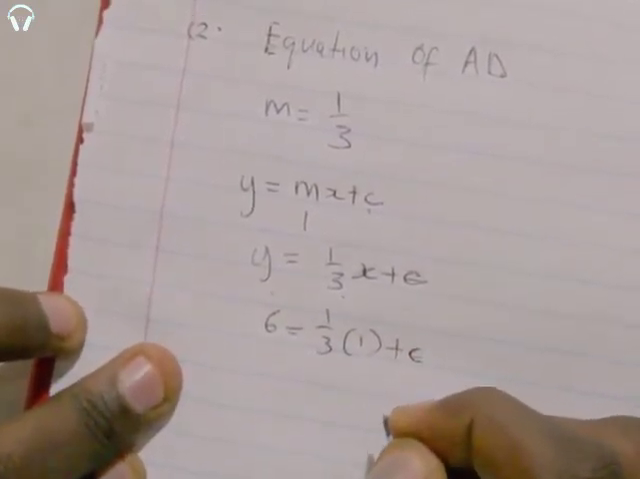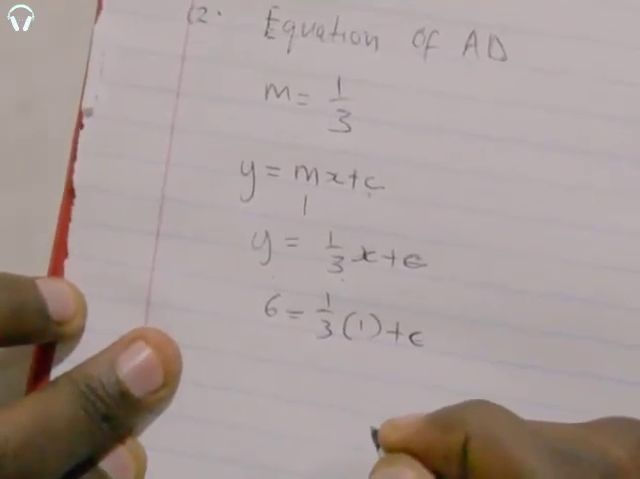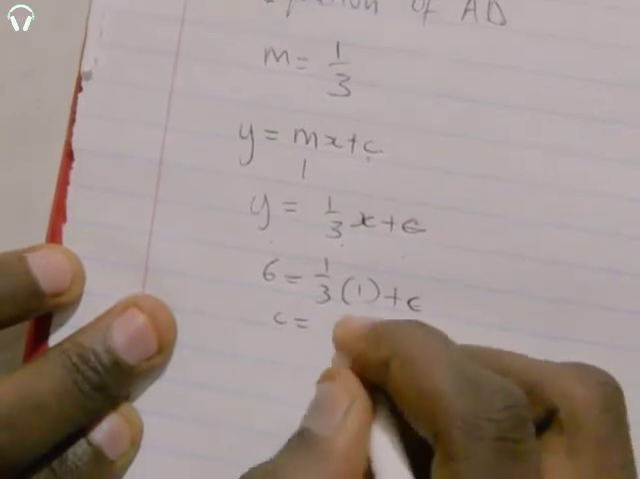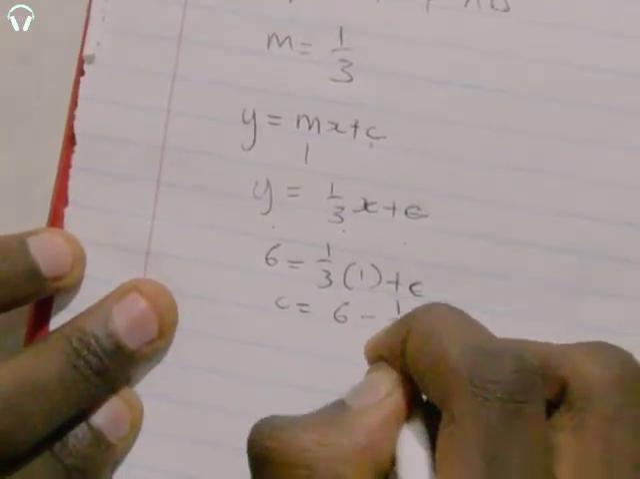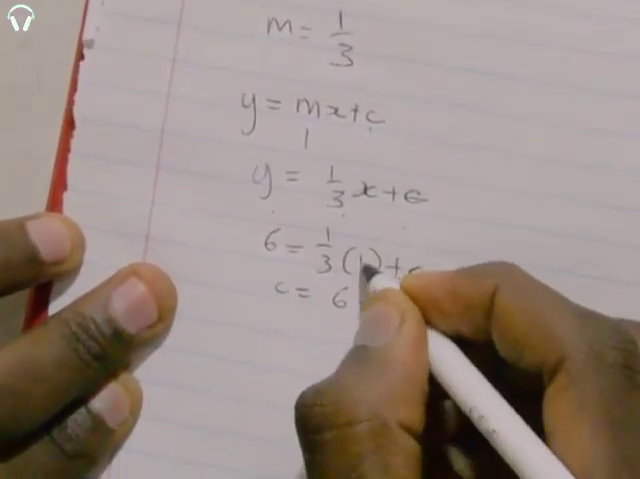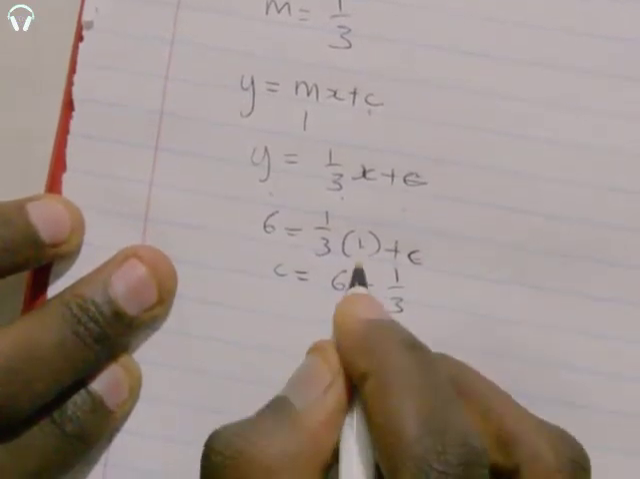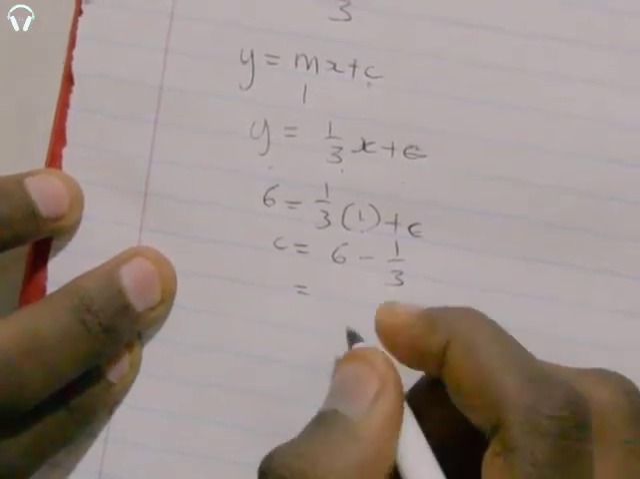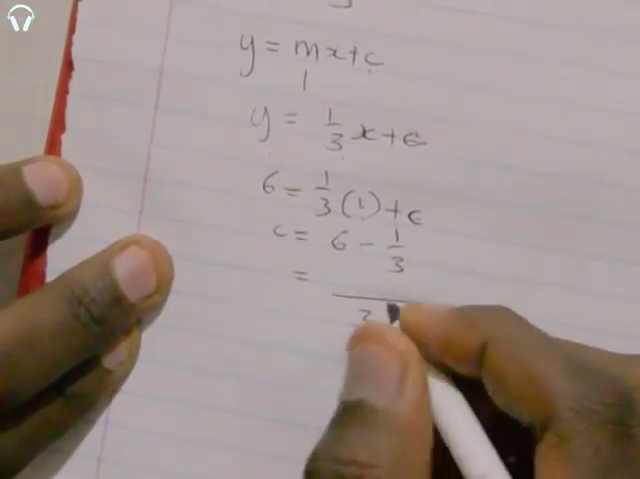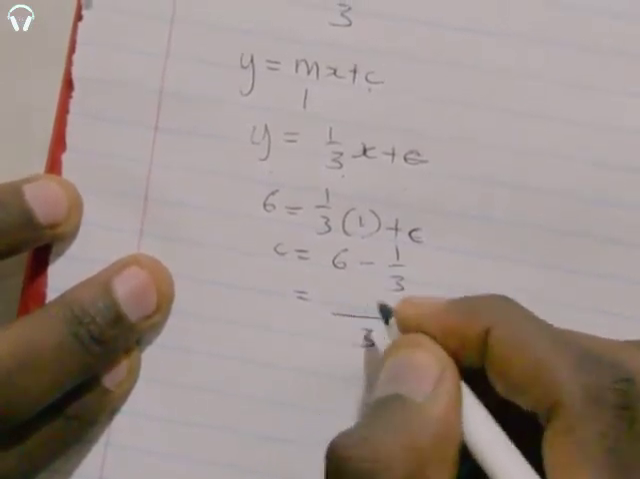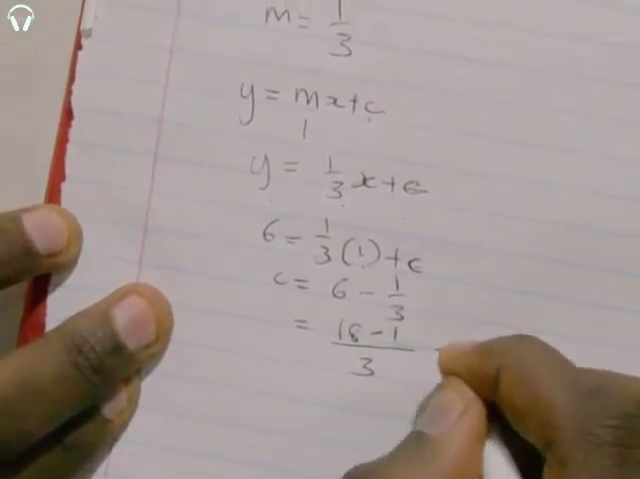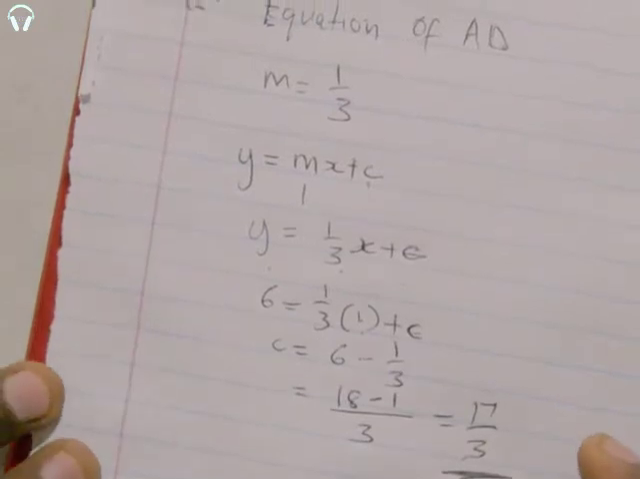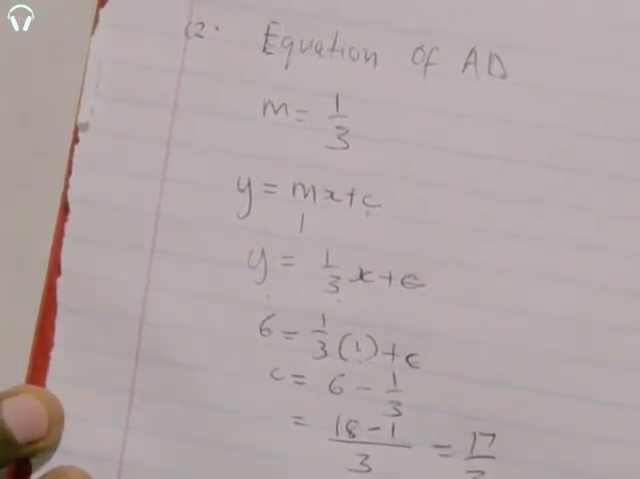Now, the only unknown variable that we have right now is c, so it's easier to get c. C becomes 6 minus 1 over 3, because we're taking this 1 over 3 to the other side after multiplying it with 1, which is still 1 over 3. 6 minus 1 over 3: 3 times 6 is 18, minus 1, it becomes 17 over 3. Therefore, the value of c is 17 over 3.